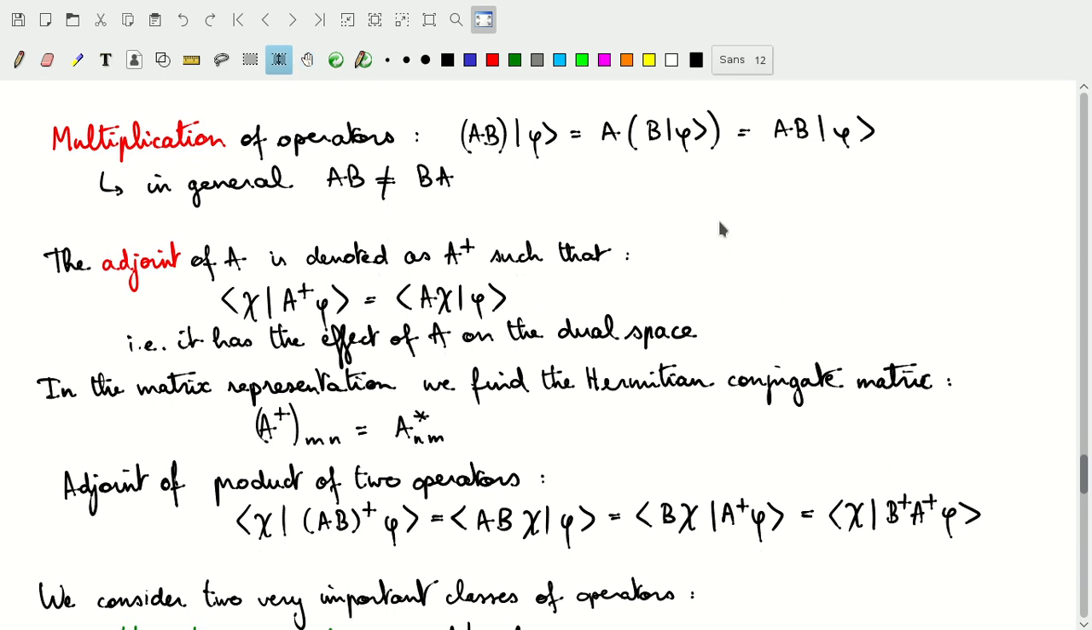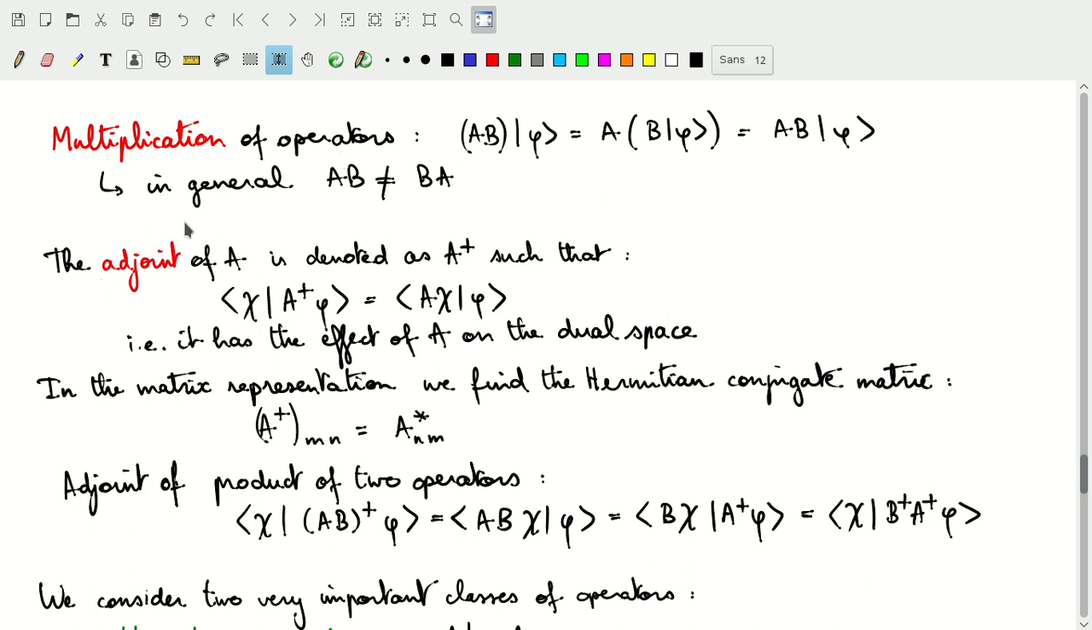We can multiply operators together, which basically means we apply them successively. So A times B on a state phi gives us the same as A on B on the state phi, and we write that shorthand as just AB on phi. In general, AB will not be equal to BA, so the operators will not necessarily commute. They won't be abelian. So that's one thing we can do with operators: we can multiply them.